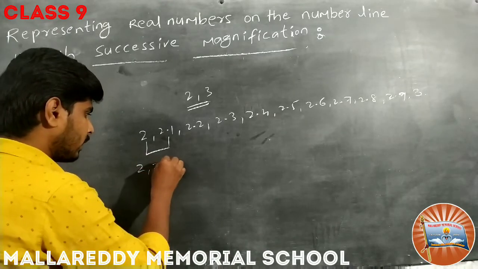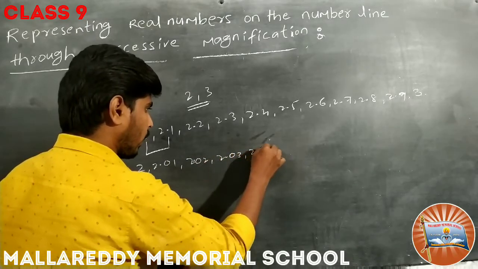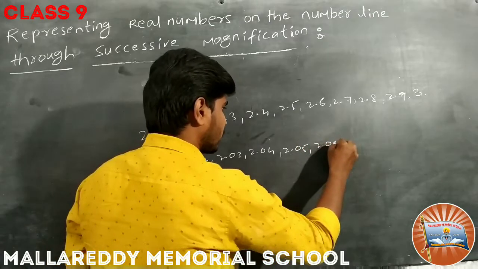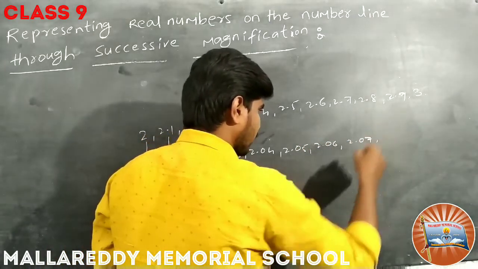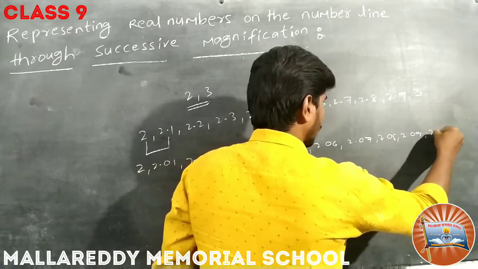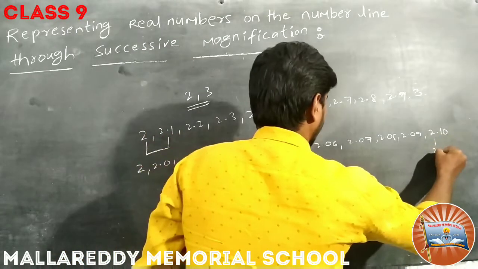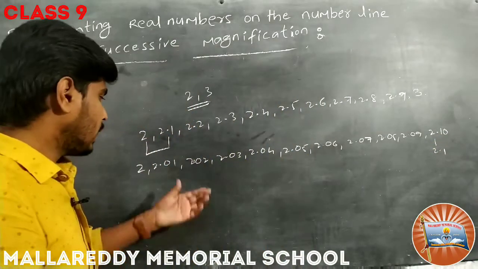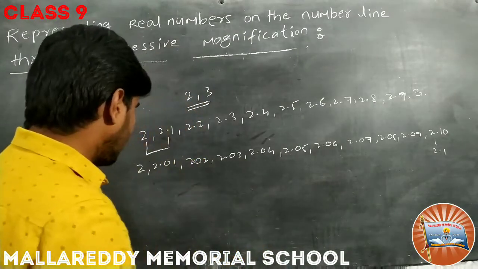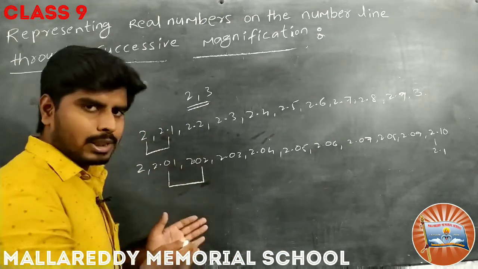So 2.01, 2.02, 2.03, 2.04, 2.05, 2.06, 2.07, 2.08, 2.09, 2.10, which is nothing but again 2.1. Okay, this is 2.1. Here also I have written some numbers. Suppose I take again between these two numbers, we can write many numbers like that.